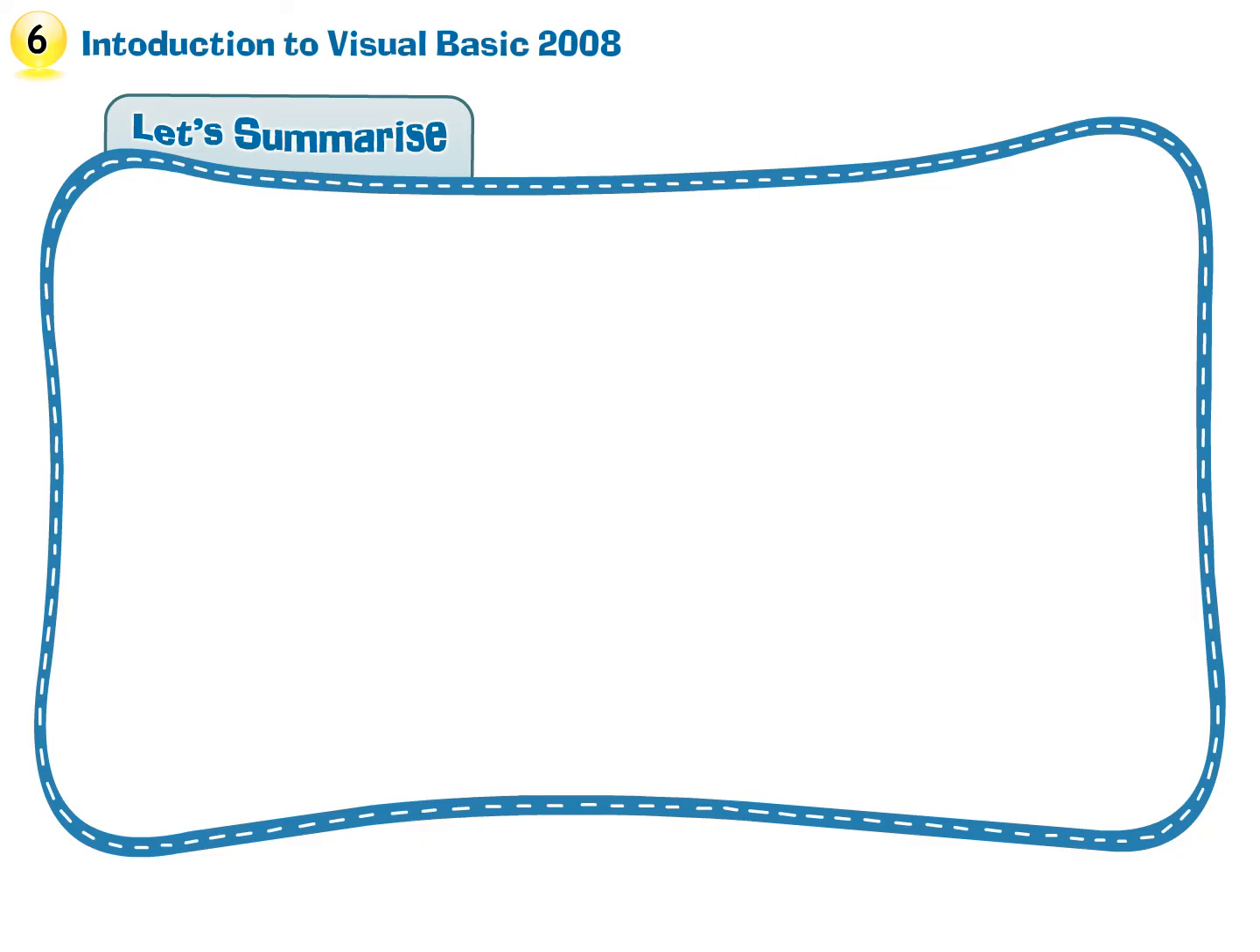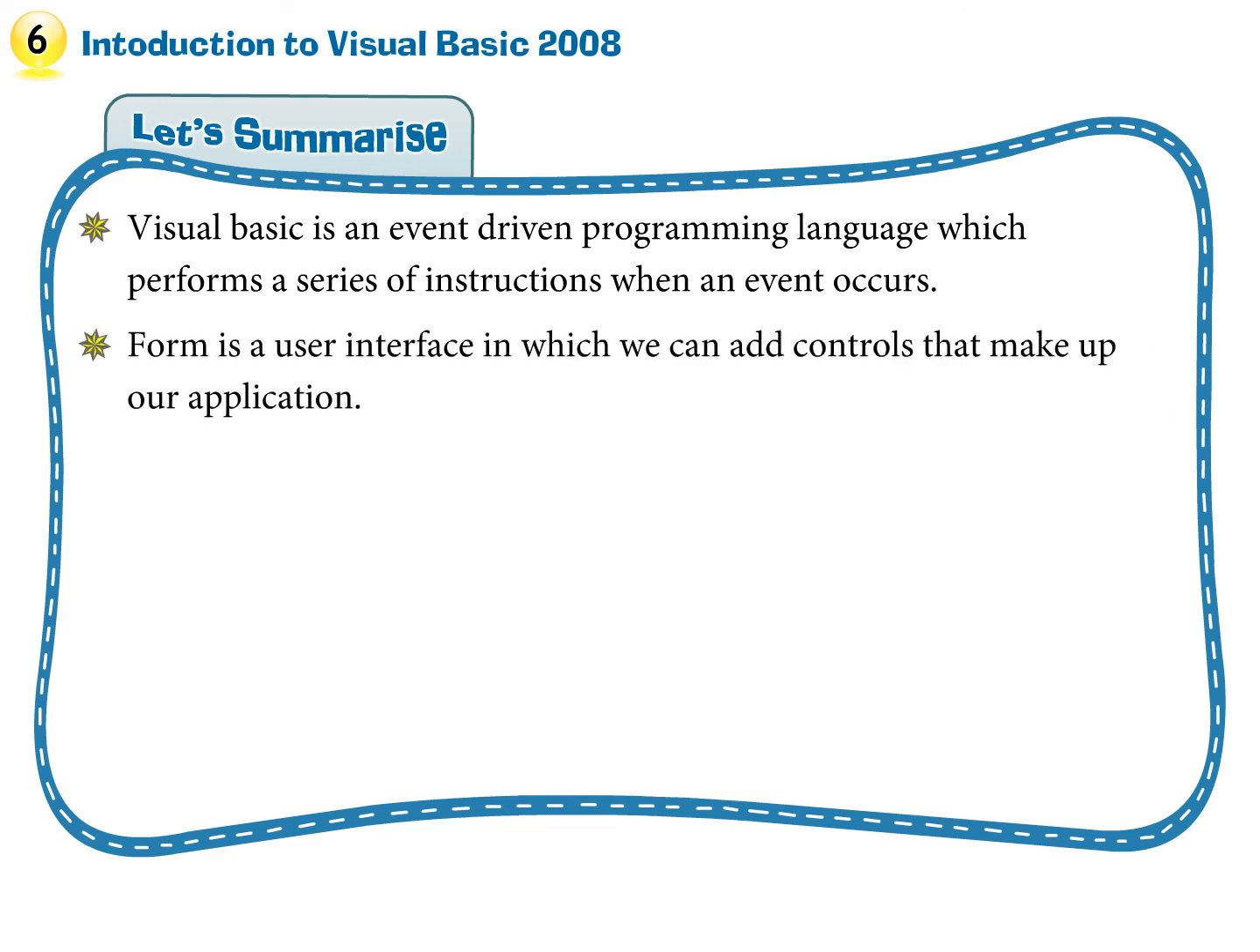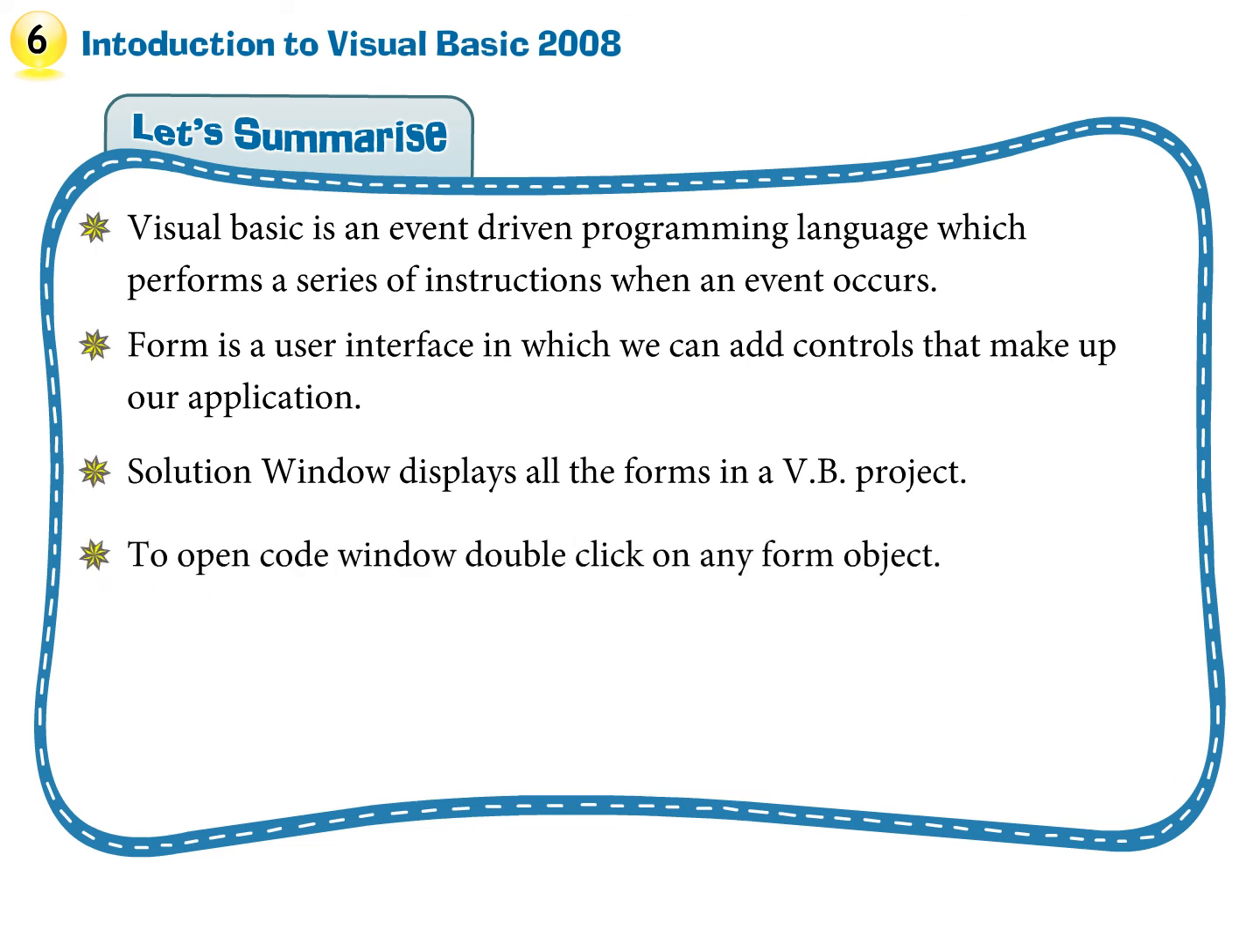Let's summarize. Visual Basic is an event-driven programming language which performs a series of instructions when an event occurs. A form is a user interface in which we can add controls that make up our application. The Solution window displays all the forms in a VB project. To open the code window, double-click on any form object.